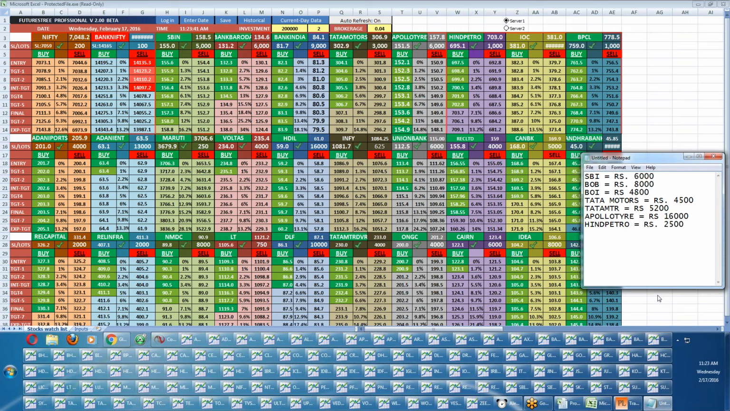BPCL, it was a gap up, and then it retraced back, and again it started from the entry 761.50. Now it is at 779, so that's around 17 rupees. Into 600 is your lot size, so that is again 10,000 rupees on that.